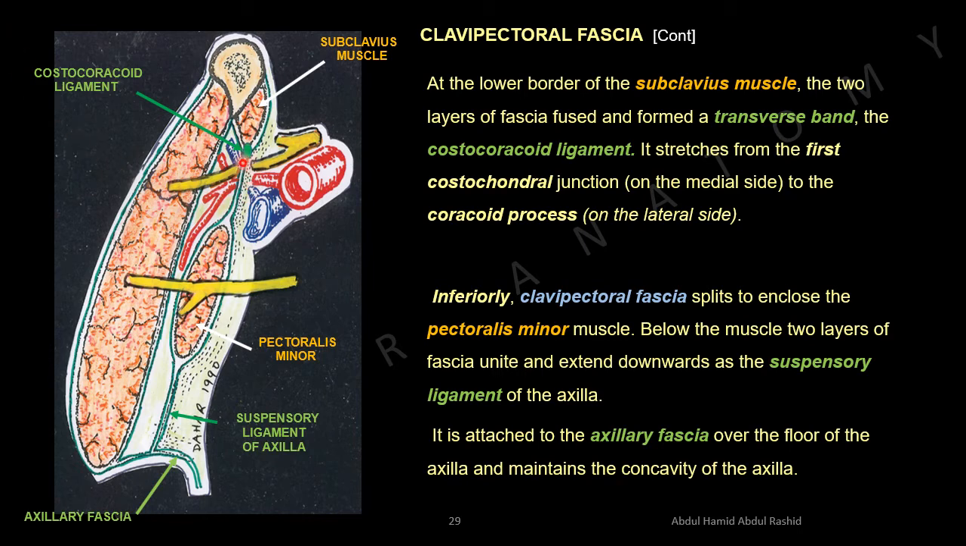Inferiorly, the clavipectoral fascia splits to enclose the pectoralis minor muscle. Below the muscle, the 2 layers of fascia unite and extend downwards as the suspensory ligament of the axilla. So the 2 layers surrounding the pectoralis minor muscle will fuse again and form the suspensory ligament of the axilla. Inferiorly, this suspensory ligament will be attached to the axillary fascia over the floor of the axilla and maintains the concavity of the axilla. This is the axillary fascia. This is the suspensory ligament of the axilla, which is formed by 2 layers surrounding the pectoralis minor muscle.